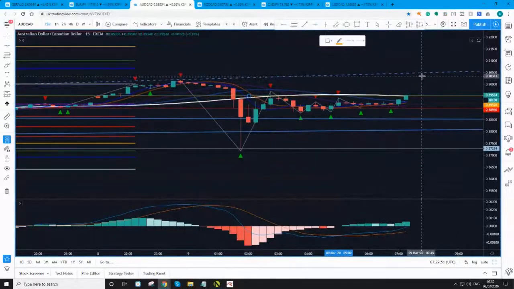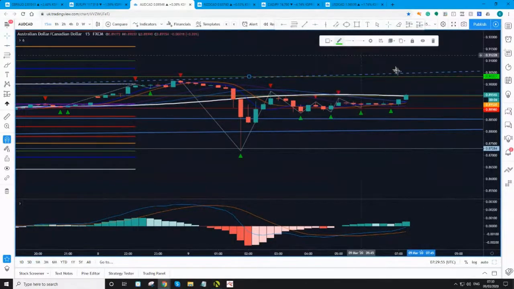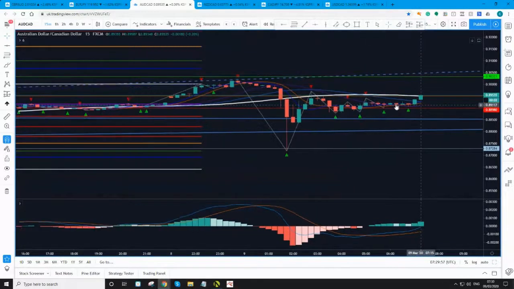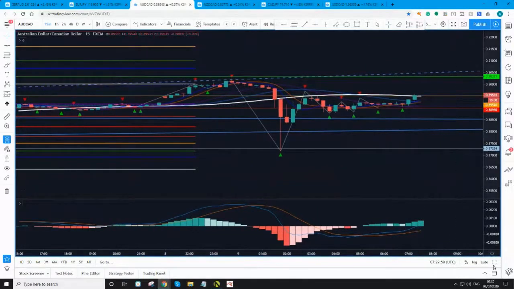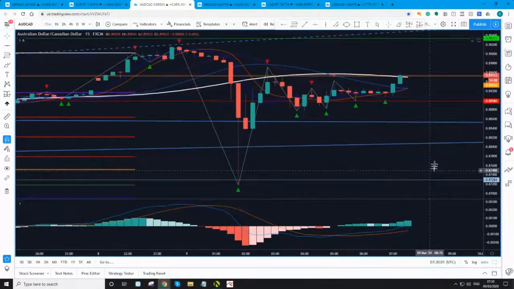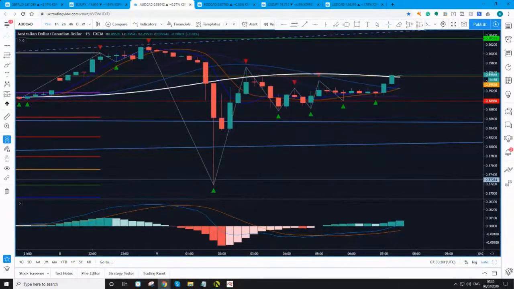90.33, right about there. So I do like this setup too. I am 1 pip off of my ideal entry there. At the close of the candle, I'm going to go ahead and jump in at market. So 54 in risk again. This is an Aussie Cad.